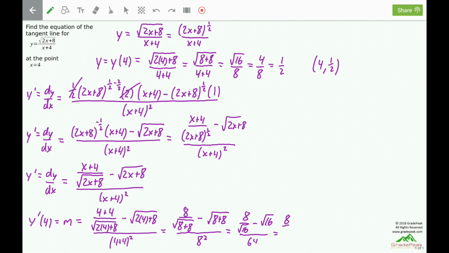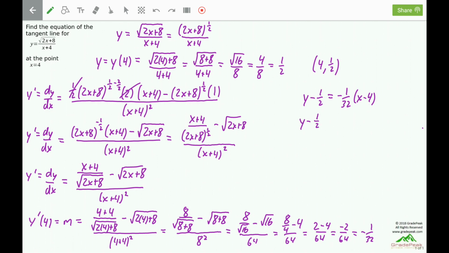The square root of 16 is 4, so we have 8 over 4 minus 4, all over 64. 8 over 4 is a 2, so 2 minus 4 over 64, which is negative 2 over 64, or negative 1 over 32. We now have the slope, we have the point. We can set up the equation of the tangent line by y minus the y-coordinate of the point equals the slope, negative 1 over 32, times x minus the x-coordinate of the point.